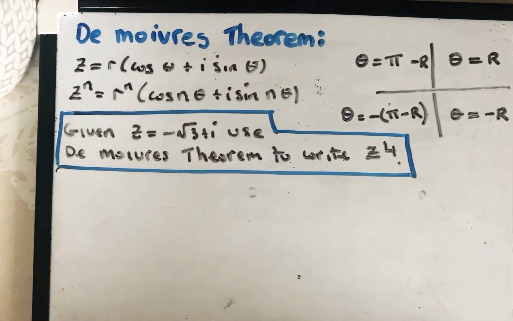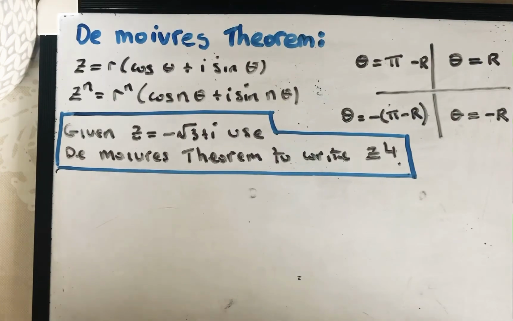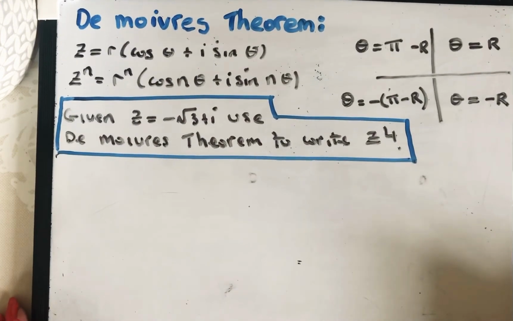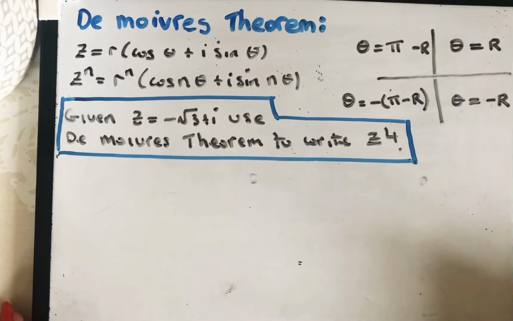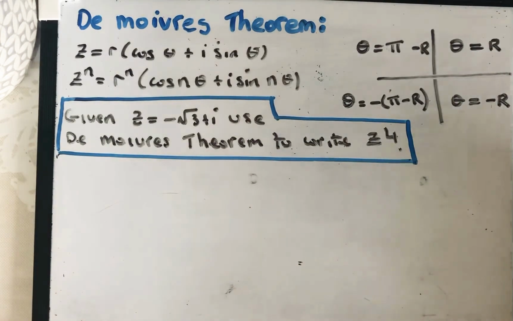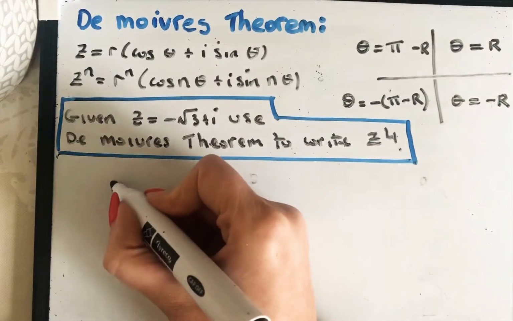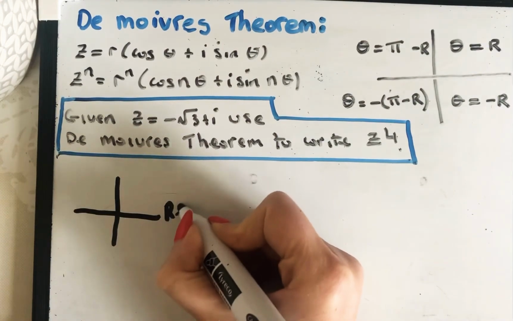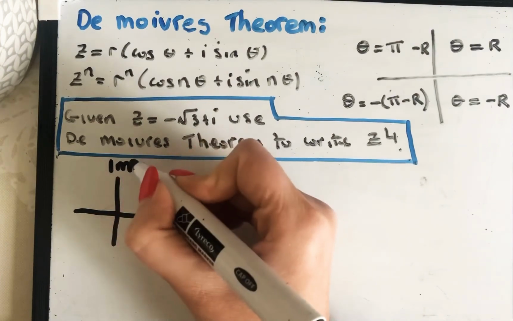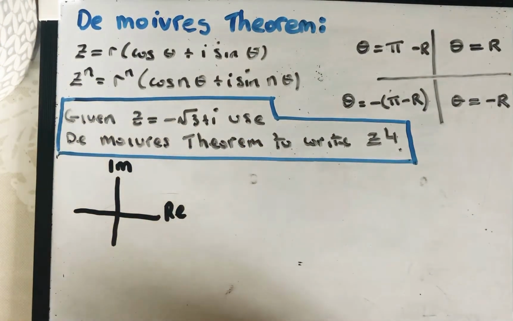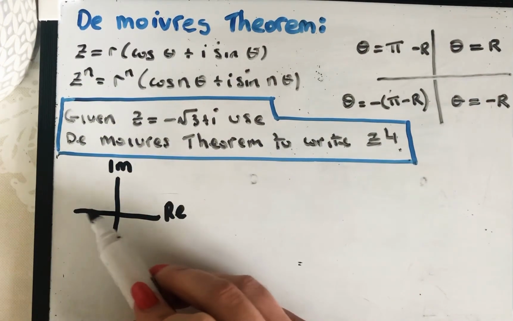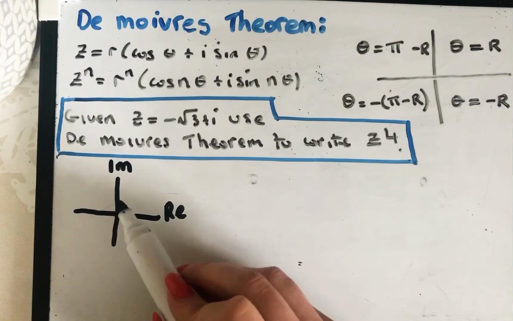So let's begin by looking at our question. z is equal to negative root 3 plus i. Use De Moivre's theorem to write z to the power 4. So to begin this question, we start off by working out the polar form of this complex number. So let's plot the complex number to see which quadrant it is in. So our real and our imaginary. So we can see that negative root 3 is the real part, so we know it's over here. And then we've got positive 1i, so that's up there.